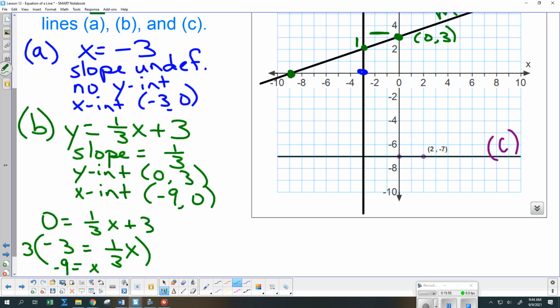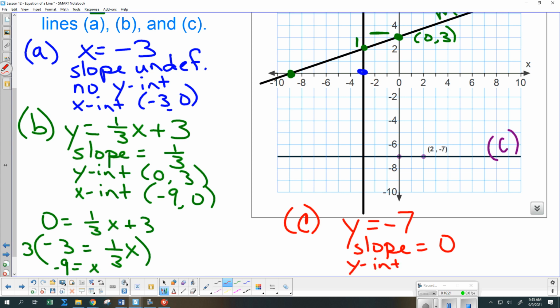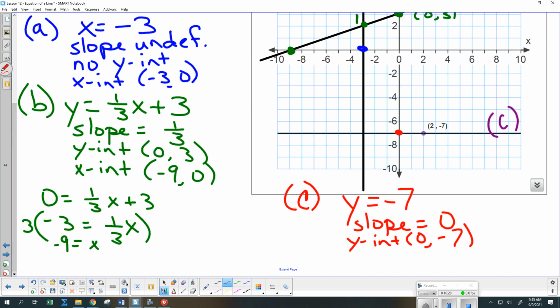And that leaves my horizontal one, which is labeled C. For C, I know horizontal lines had to just be y equals. As I look at that, no matter where I am on that line, the y coordinate is always -7. So that is my equation. My slope is 0 because it's a flat horizontal line. My y-intercept is (0, -7), this point right here. And there is no x-intercept.